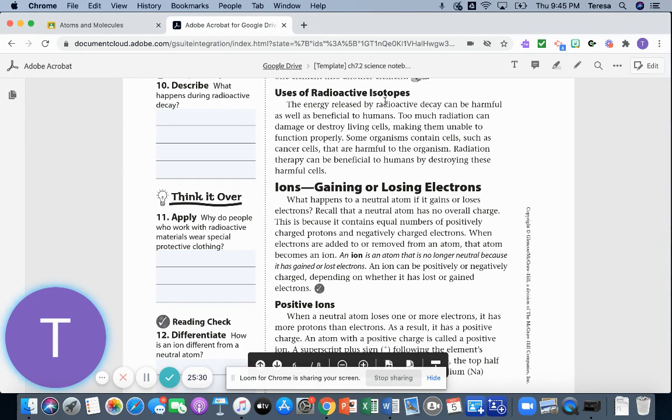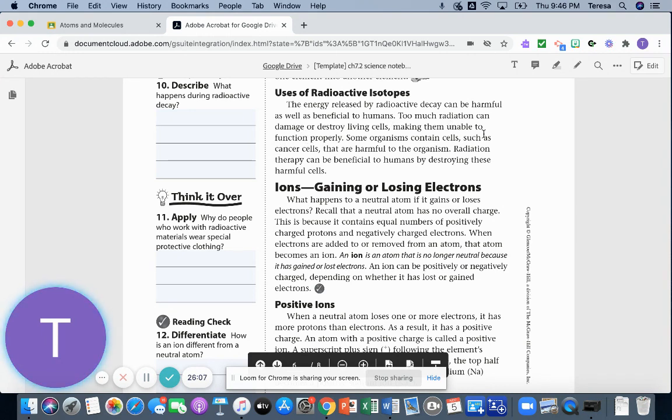Uses of radioactive isotopes. The energy released by radioactive decay can be harmful as well as beneficial to humans. Too much radiation can damage or destroy living cells, making them unable to function properly. That's why if you're working with radioactive material, we now know that we need to wear special protective clothing so that our cells don't become damaged or destroyed. Being exposed to radiation can actually cause certain types of cancer.